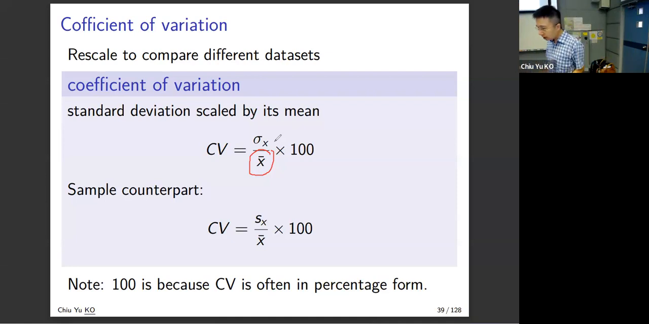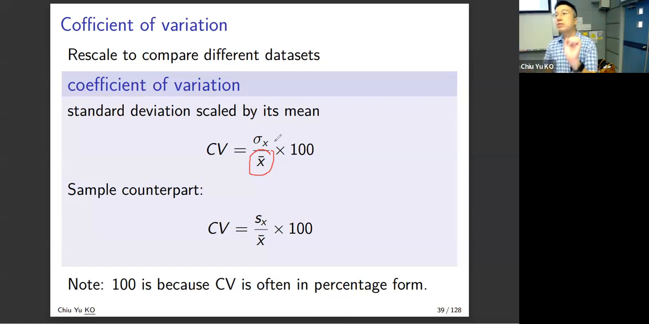Maybe the stat class midterm is 40%. We don't have a midterm, right? Suppose the midterm is 40%, and in the other subject, principles, maybe the midterm is 30%. The average is different, right? So how can you say one class has more spread than the other? Just divide the SD by the mean, then that will be a fair comparison.